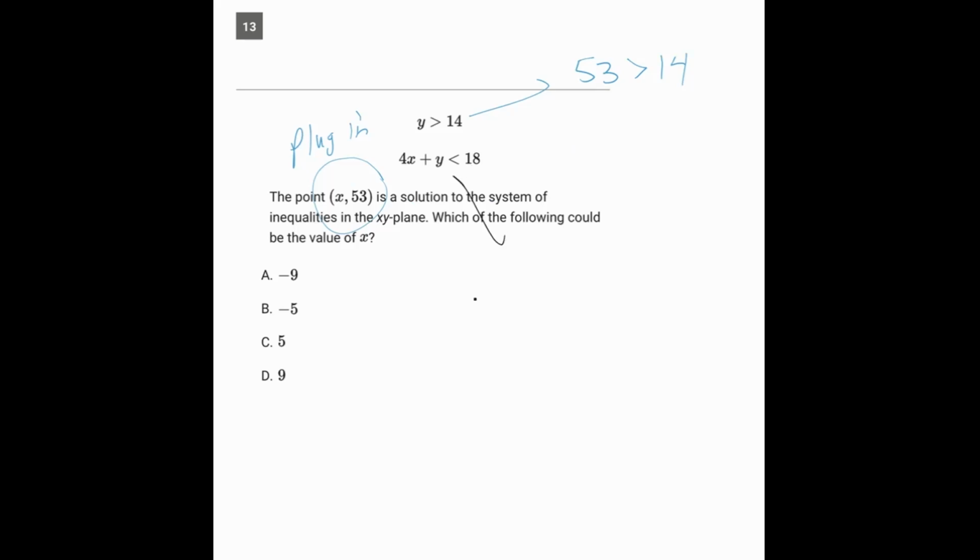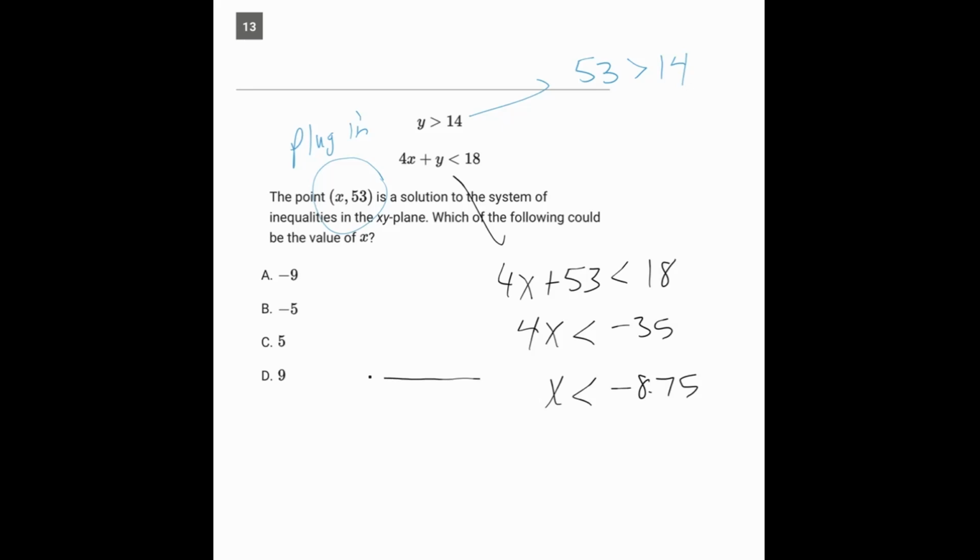But what if we plug it in here? So 4x plus 53 is less than 18. Take away 53 from both sides, and you get 4x is less than negative 35. Divide both sides by 4 now, and x is less than negative 8.75. And so what are they asking us for? Which of the following could be a value of x?